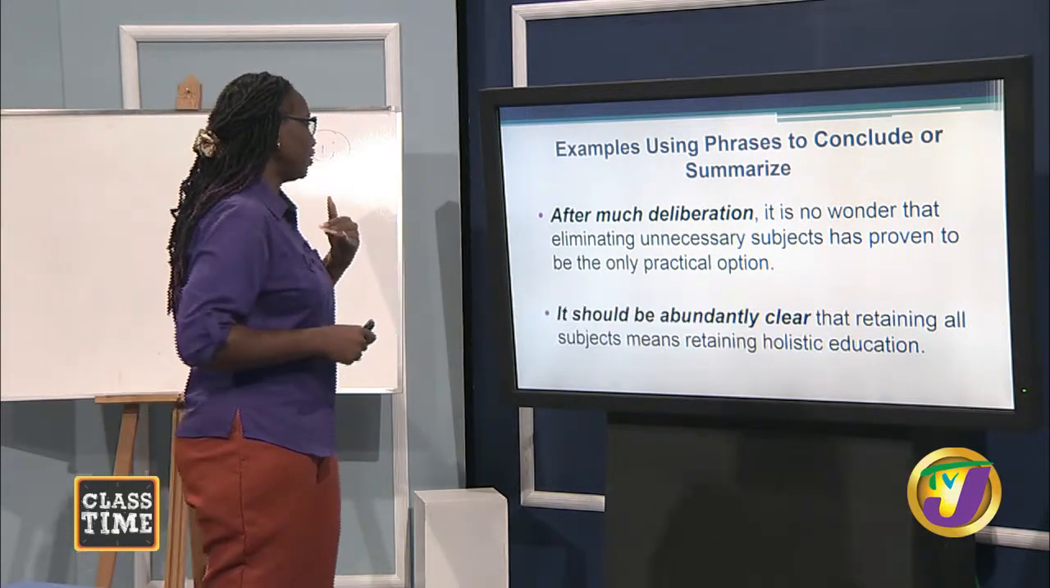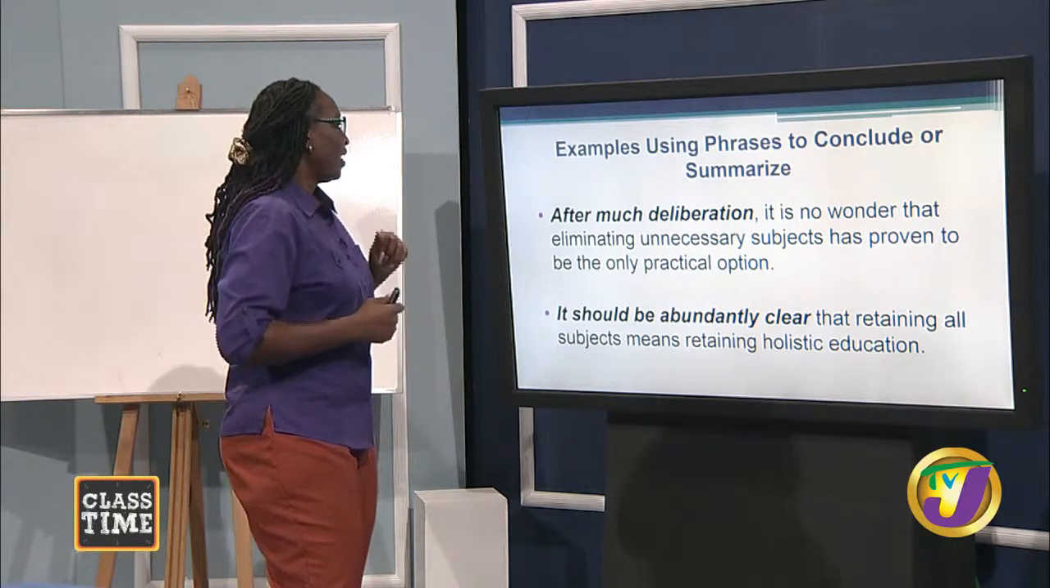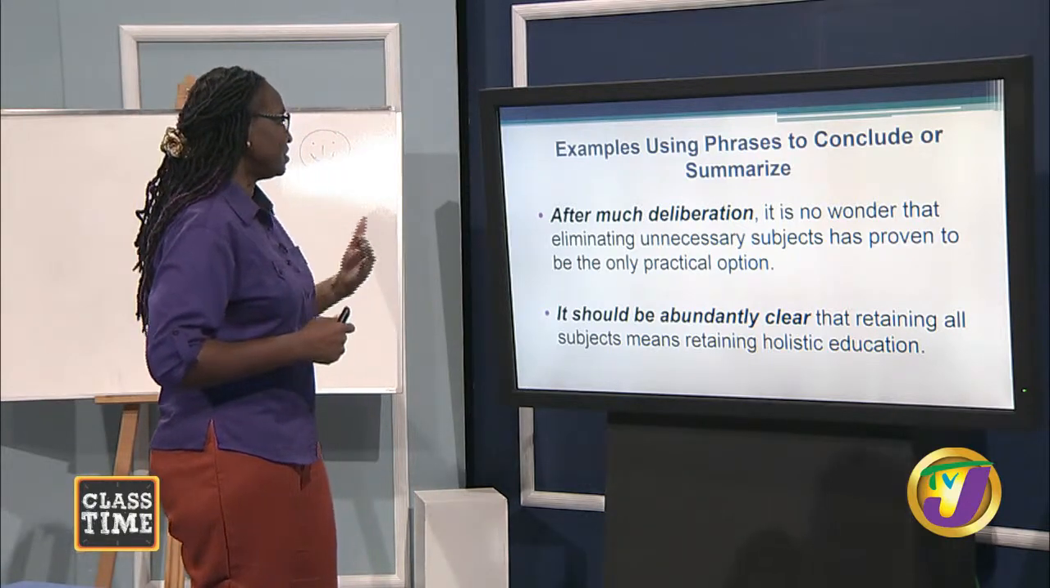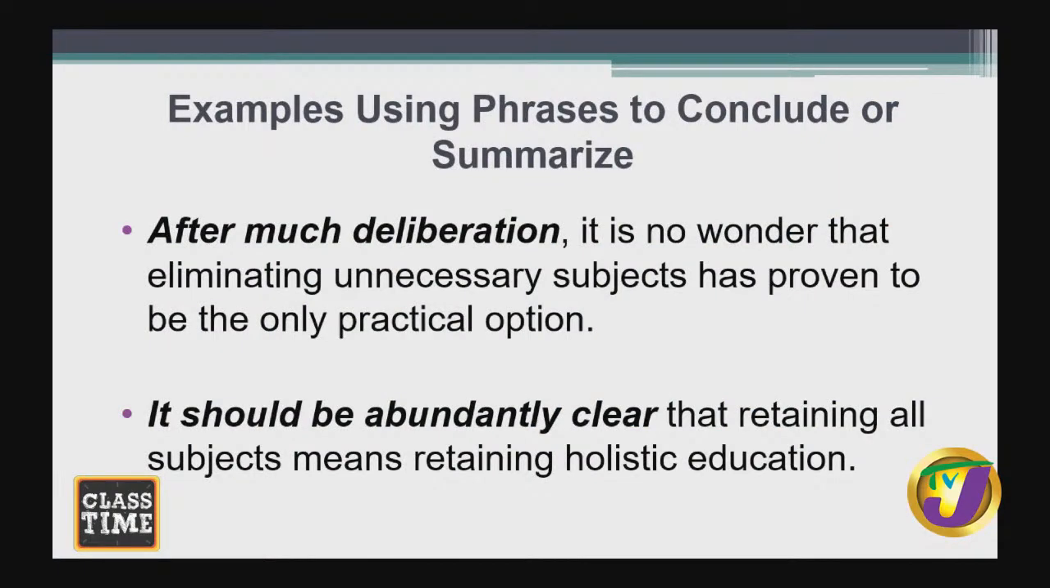And our final one, it should be abundantly clear that retaining all subjects means retaining holistic education. Right there you have contradicted the one before. So these are two different ideas coming out, one in support and one in opposition. And when you say it should be abundantly clear, you're conveying the same meaning as it being obvious, and you're also saying that after you have discussed everything, after you have thought about everything, after you have analyzed everything, one thing should be clear. Keeping all these subjects will contribute to holistic development. And that is something that we all strive for.